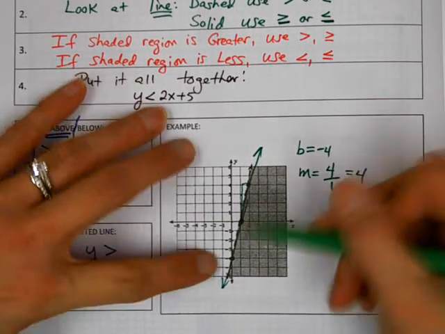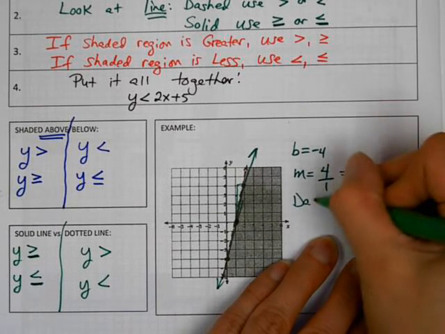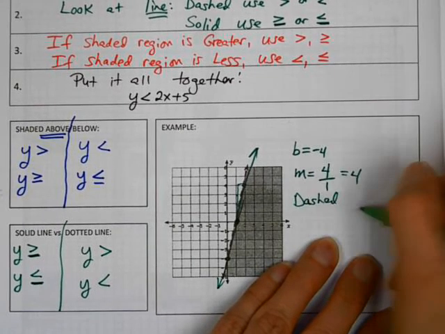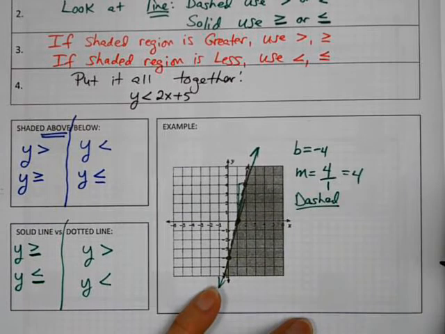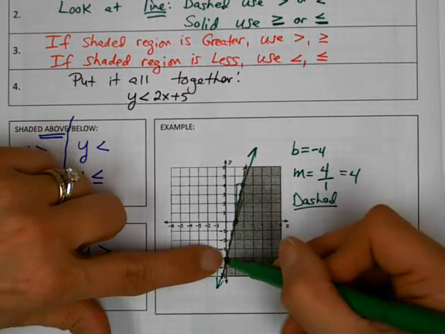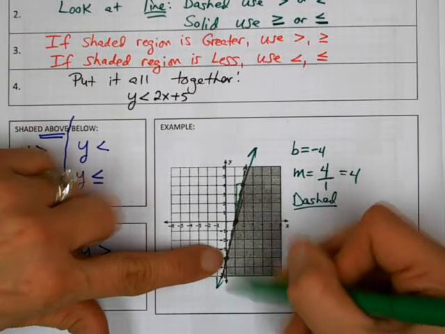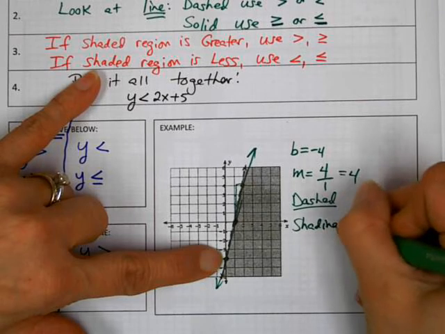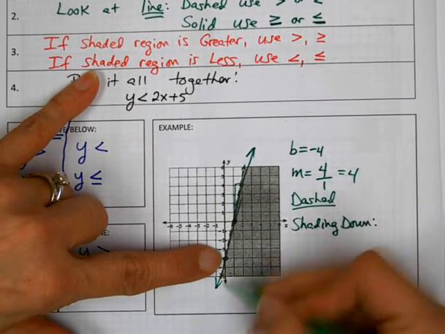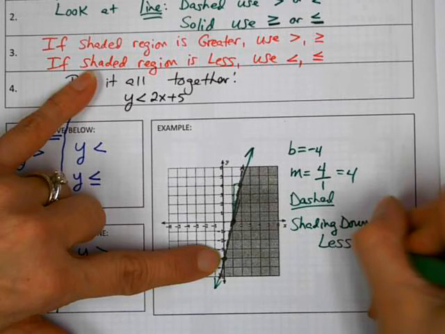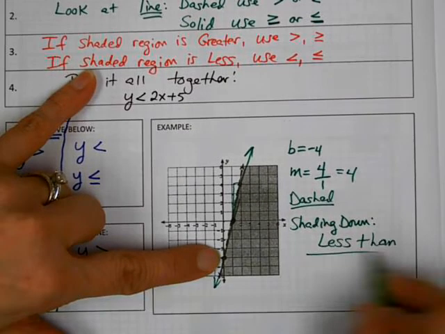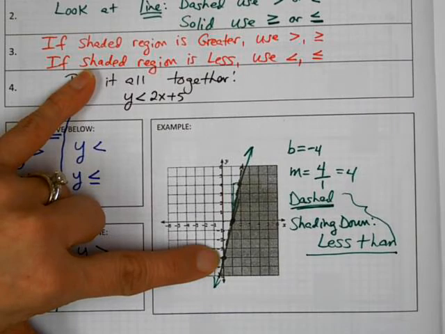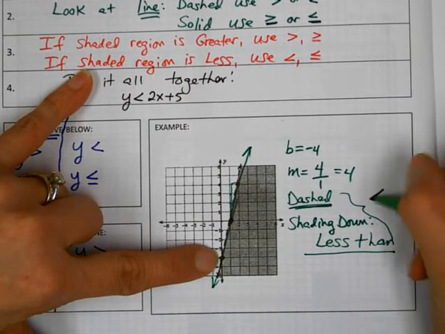Now I'm going to look, and since it was a dashed line, I am not going to use the equal. It was a dashed line. And if I look at the y-intercept, all of the shading went down, which means I'm going to say the less than sign. I want the less than sign, and I want it dashed.